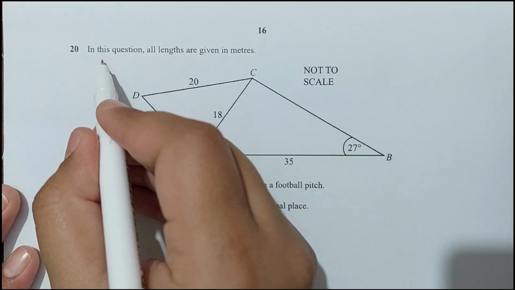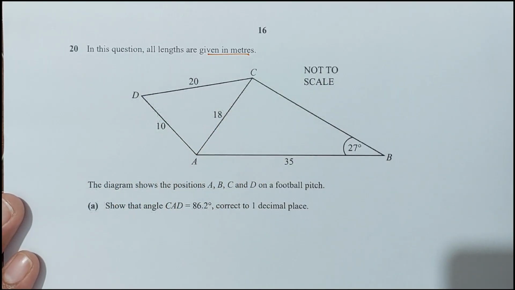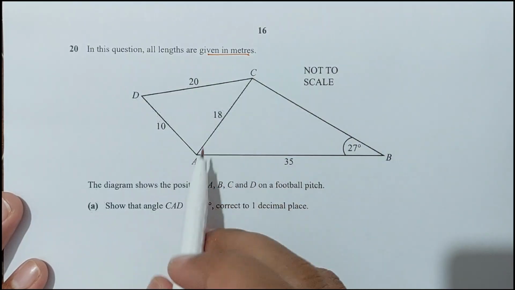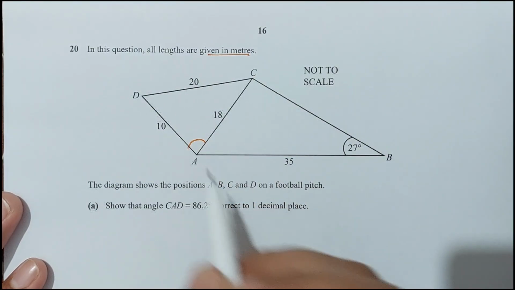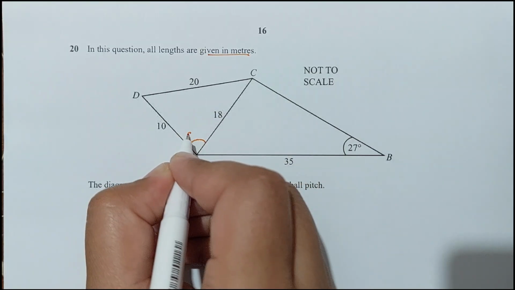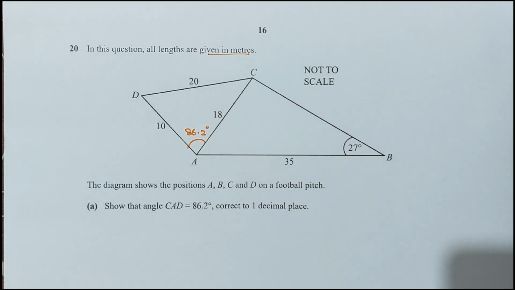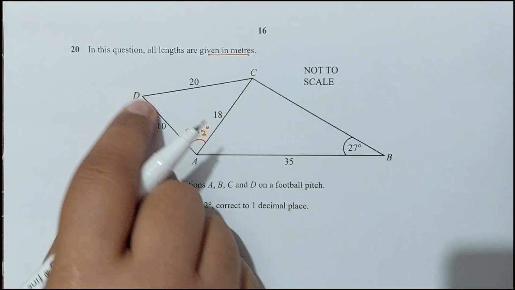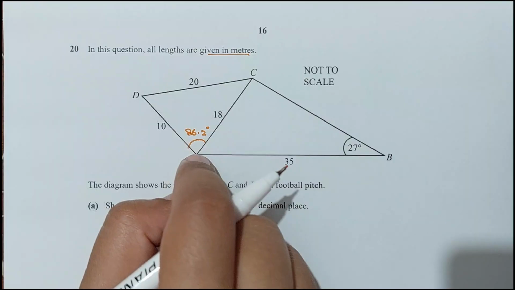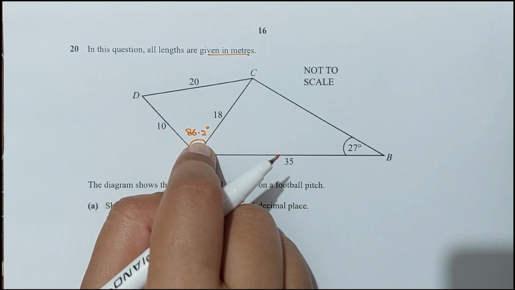Question number 20. In this question, all lengths are in meters. The diagram shows the positions A, B, C, and D in a football pitch. Part A, show that the angle CAD, this angle is 86.2 degrees, correct to one decimal place. This is 86.2 degrees. We have to show this. Okay. If we consider the triangle ACD, as we know all three sides, we have to find the angle. So we have to apply the law of cosine over here.